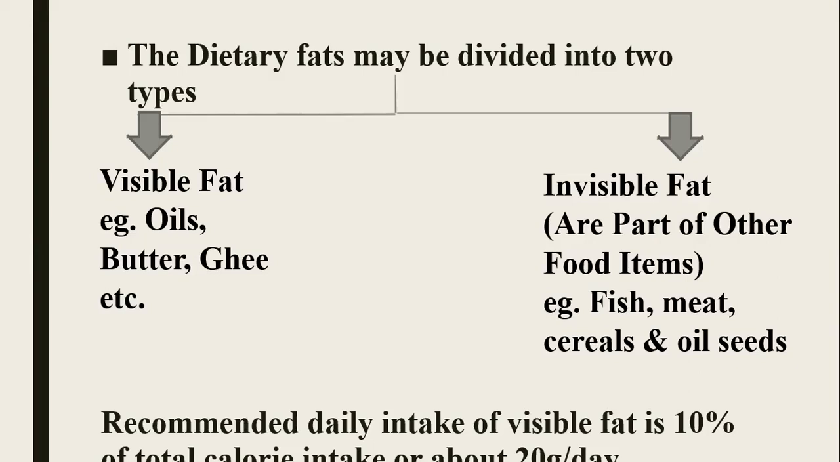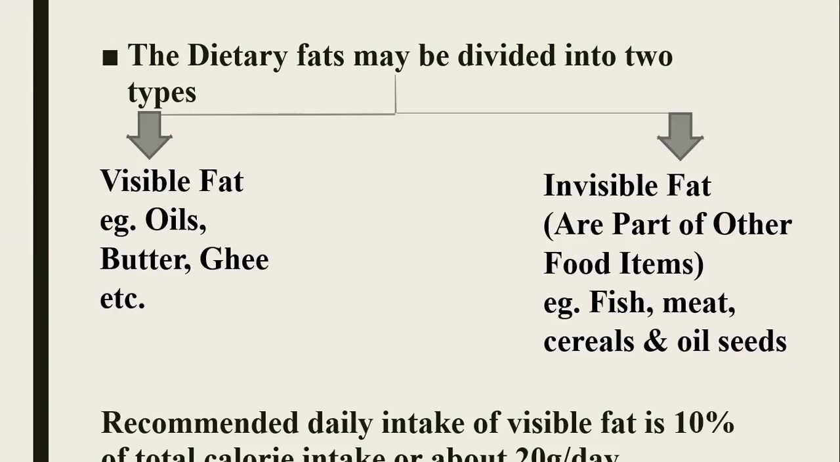Therefore, it is important to take a limited amount of fat in the diet. Therefore, dietary fats which are consumed by us are divided into two groups: one is visible fats and the other is invisible fats. Visible fats are the oils, butter or ghee which are used by us in the cooking process, while invisible fat is also available to us from food items like fish, meat, cereals, and oily seeds.